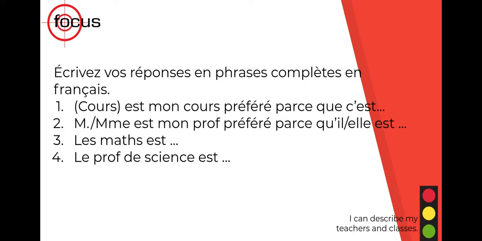So I can describe my classes. Rouge, jaune, ou vert. I can describe my classes and teachers. Red, I'm not getting it yet. I need to study. Jaune, I can do it looking at my notes. Vert, I've got this. I can do this on my own. So, colorier l'artifice de feu. Rouge, jaune ou vert.